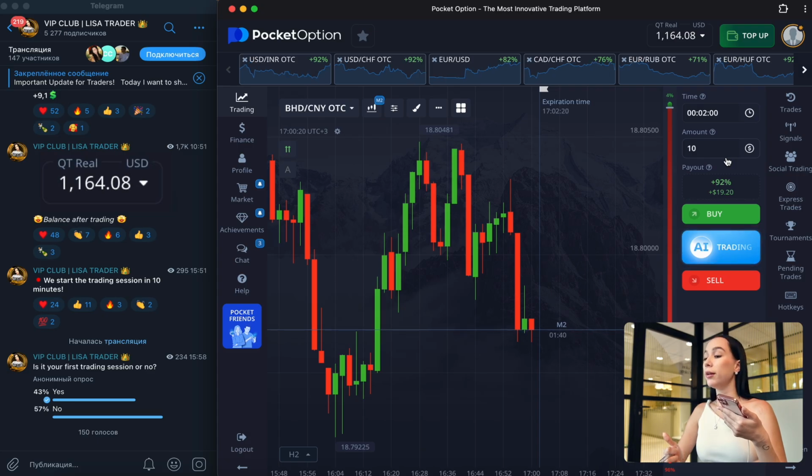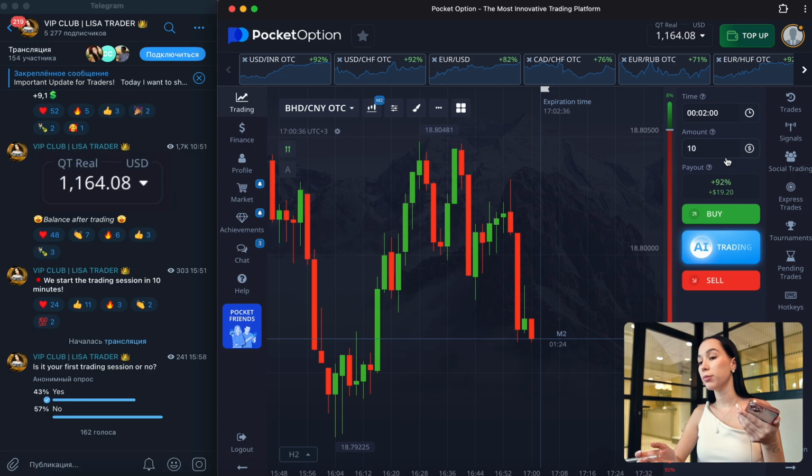Also, if you need a VPN for trading, you can do that, and there are a lot of them. For example, Outline or Heat VPN. It's a paid one, but they cost maybe $1 or $2, I'm not sure. So if you need a VPN to trade on Pocket Option, you can do that, but of course it could also slow down your internet a little bit.